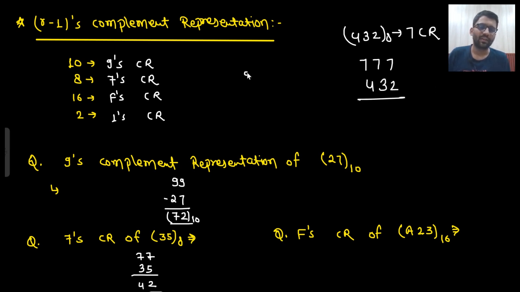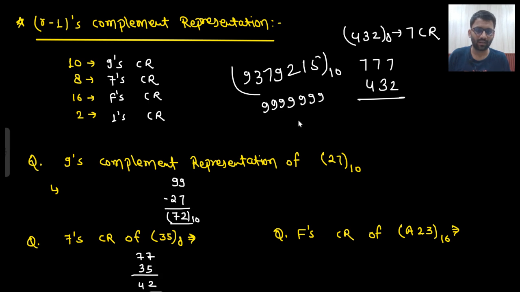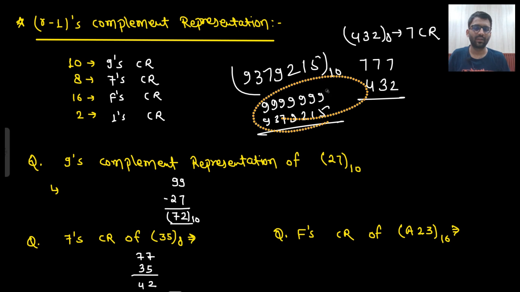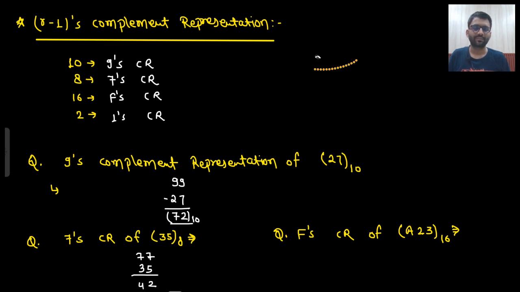If I need to write the 9's complement of 9379215, what will I do? 9 9 9 9 9 9 9, minus 9379215. So I will just subtract it. Just see how many digits there are; that many 9s I will write. That's it. Okay. So this is 42. What about this one?